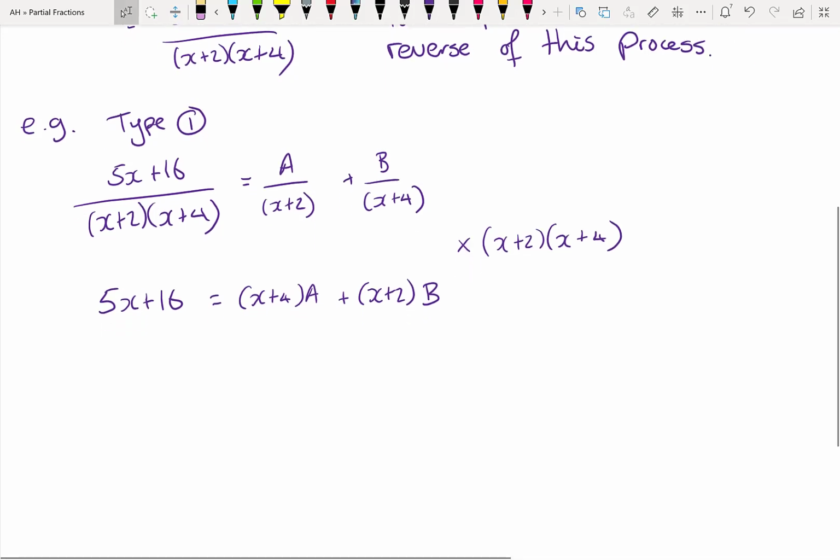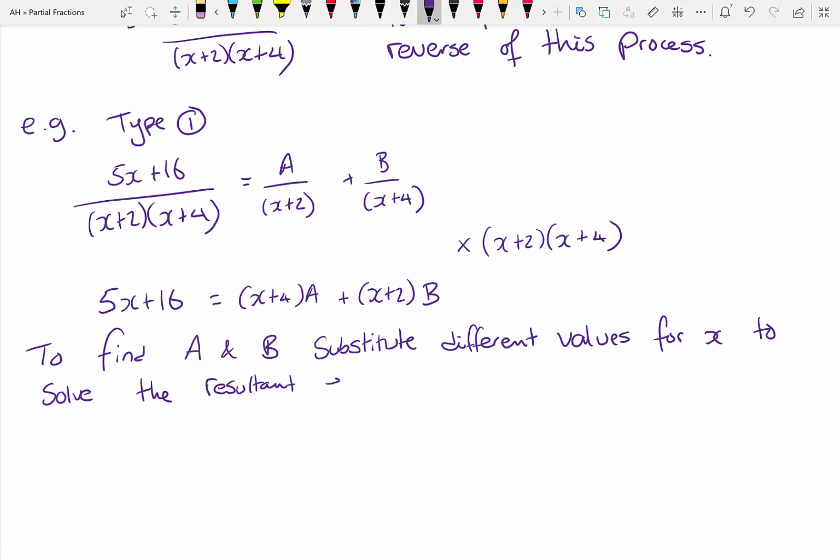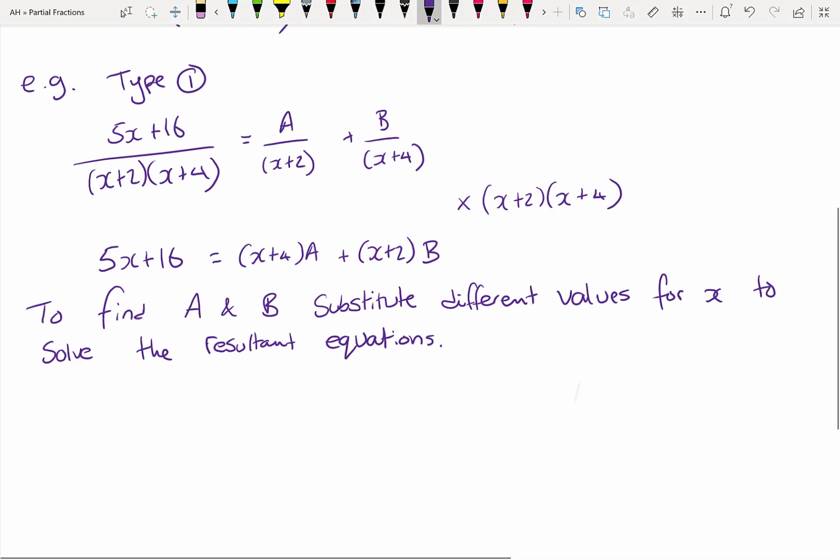Okay, so what we're going to do now to find A and B is just substitute in different values for x to solve the resultant equations. So how does that help? What does he mean by that?